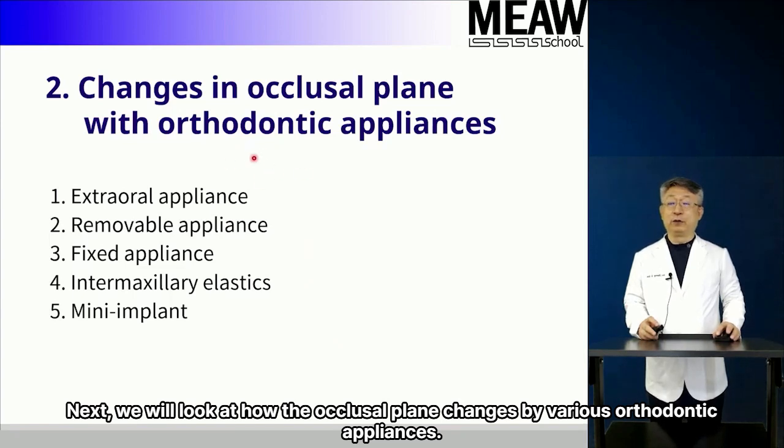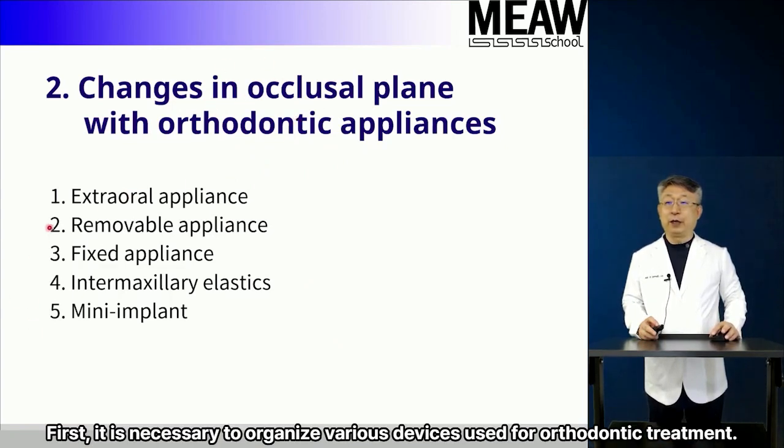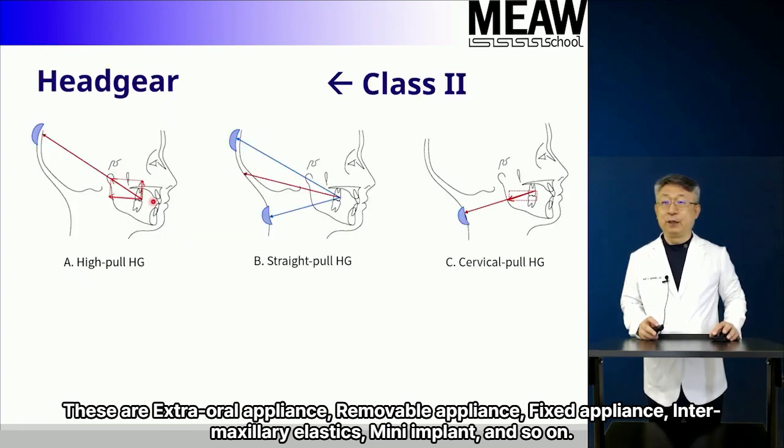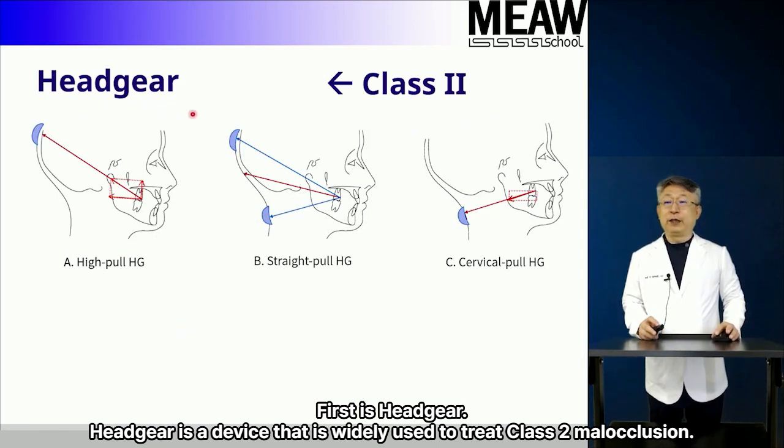Next, we will look at how the occlusal plane changes by various orthodontic appliances. First, it is necessary to organize various devices used for orthodontic treatment. These are extraoral appliance, removable appliance, fixed appliance, intermaxillary elastics, mini implant, and so on. First is headgear. Headgear is a device that is widely used to treat class 2 malocclusion.